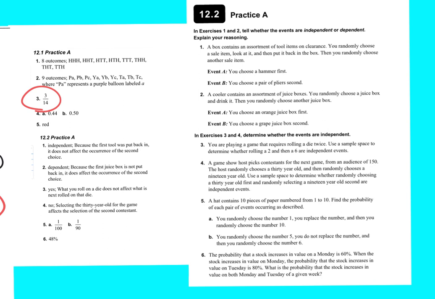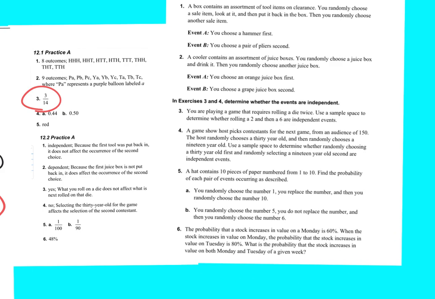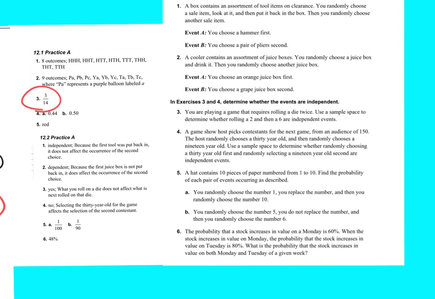Questions on 12-2? So 1 independent, 2 dependent, 3 yes, you said 4. So a game show host picks contestants for the next game from an audience of 150. The host randomly chooses a 30-year-old and then randomly chooses a 19-year-old. Use a sample space to determine whether randomly choosing a 30-year-old first and randomly selecting a 19-year-old second are independent. If they pull the 30-year-old, it's going to impact who's left, which is why it's dependent. It says selecting a 30-year-old for the game affects the selection of the second contestant. It changes your sample space. So it would be dependent.